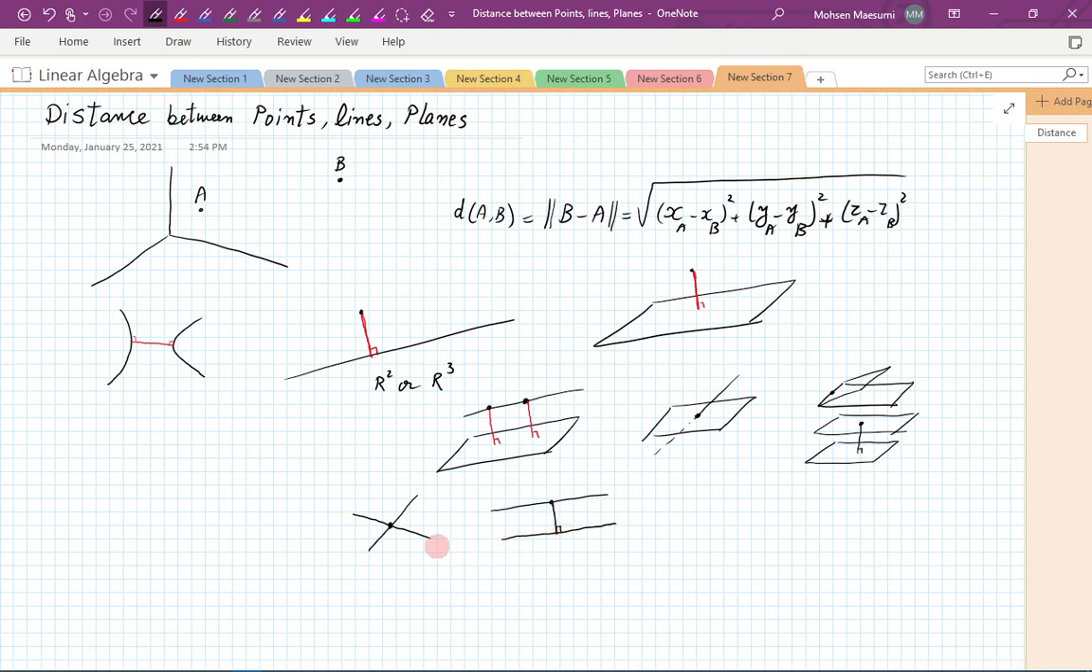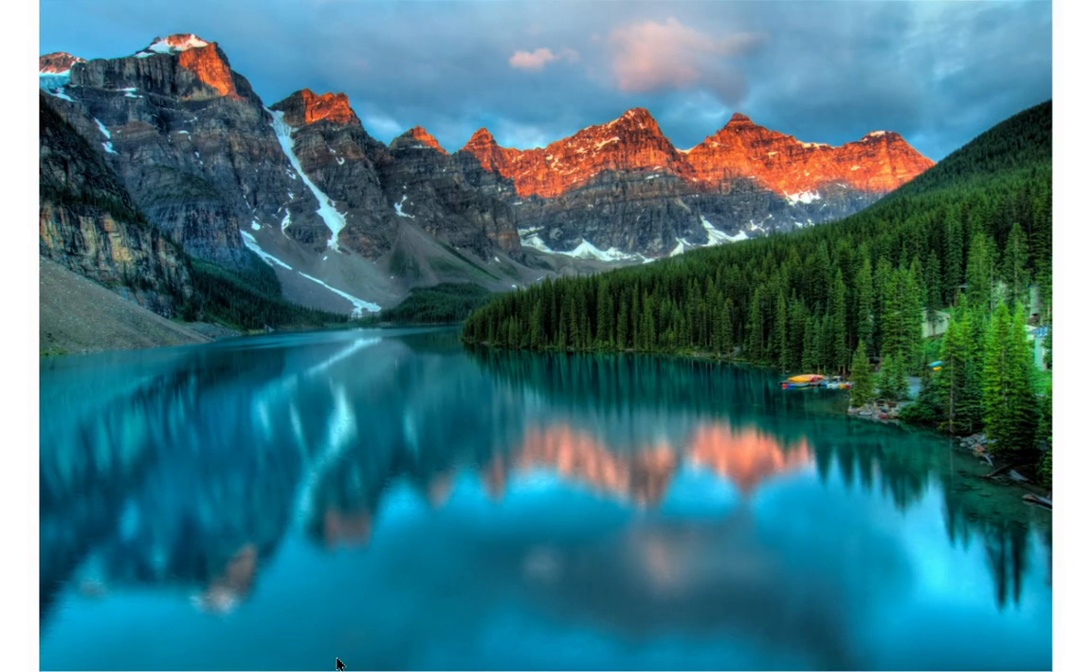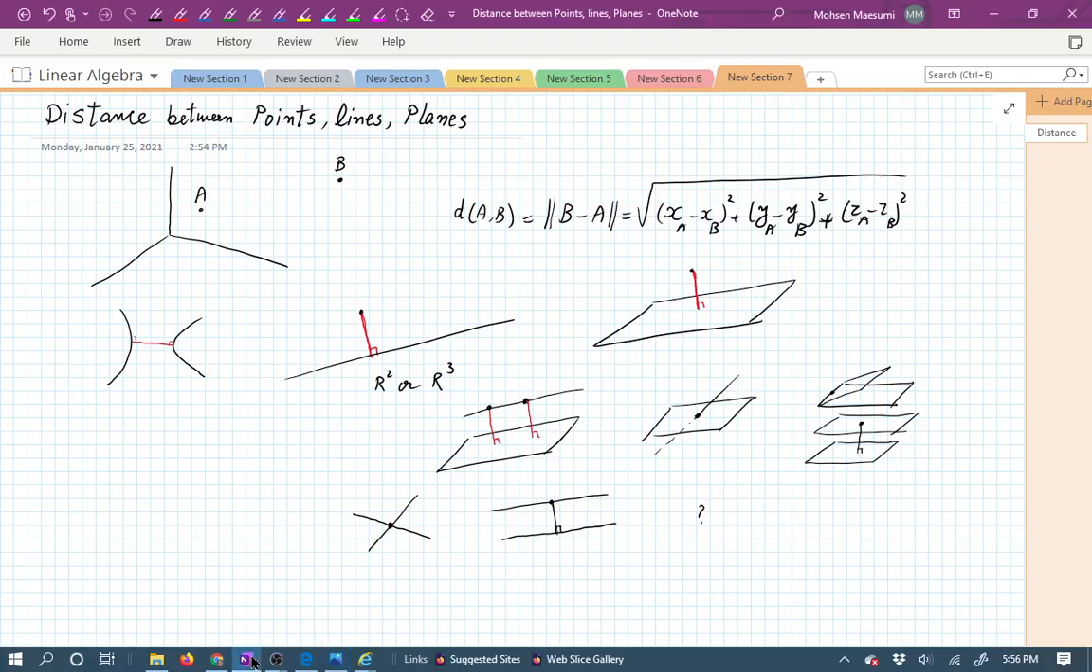Let me ask you a question. Is that all there is to consider? If you consider two lines, is it always the case that they are either intersecting or they are parallel? Is there a third case? So think about it for a second. If I have two lines, other than intersecting or being parallel, what's the third option? Did you figure that out?